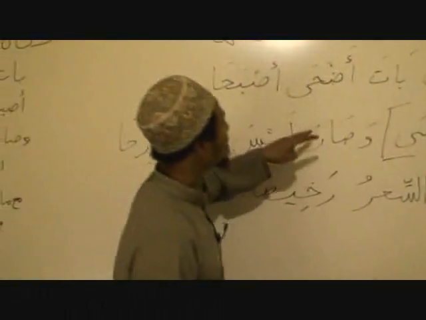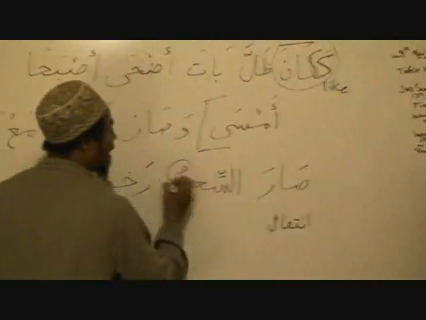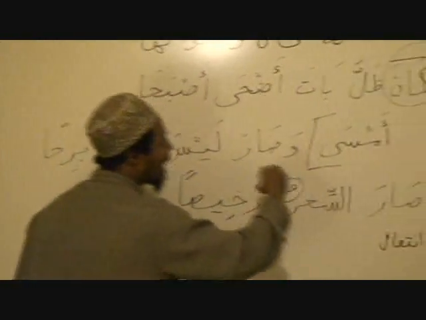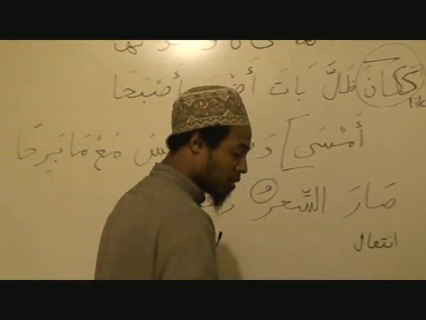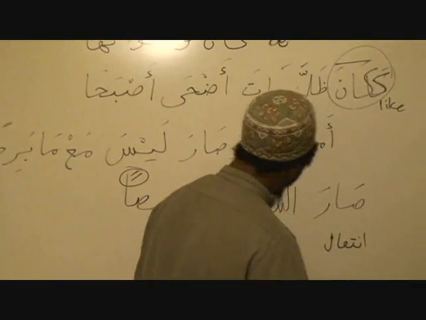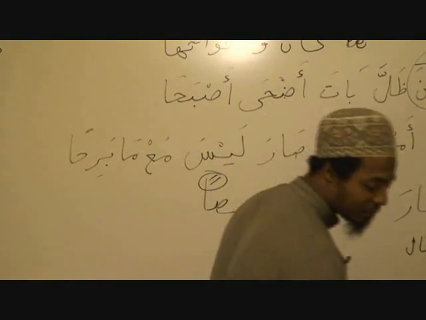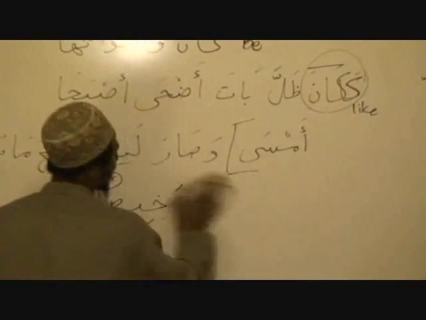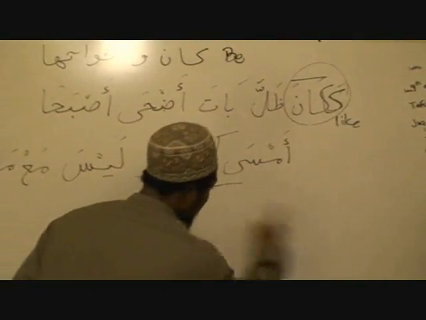Okay, and it's one of the sisters of kana. So that means when you use it, the ismu of sara has to have a dhamma. And the khabar of sara has to have nasbi, which is usually a fatah. I don't take people with their left hand. Okay? Now, what does sara mean? Sara means it changed, it changed its state. He changed from one situation to another one. Understand? You have to listen. I just said that.